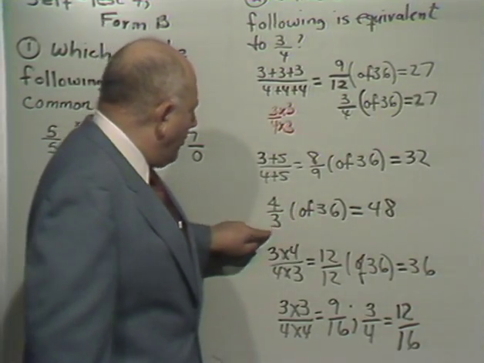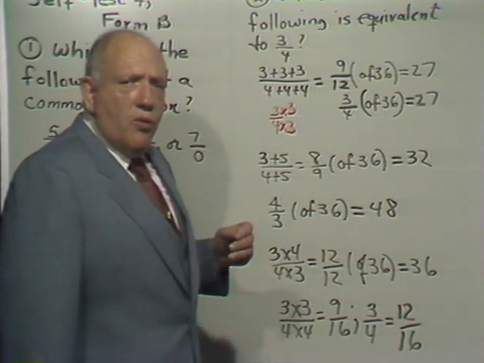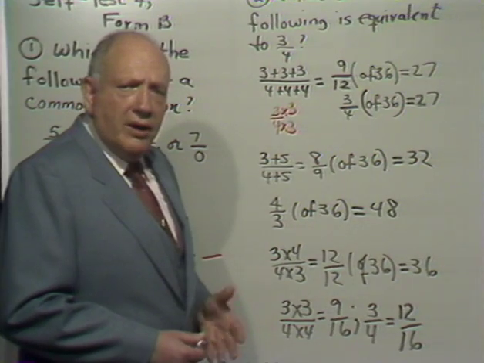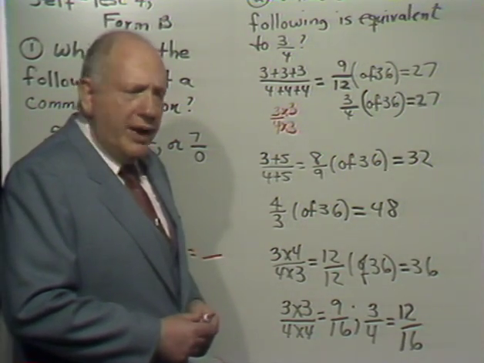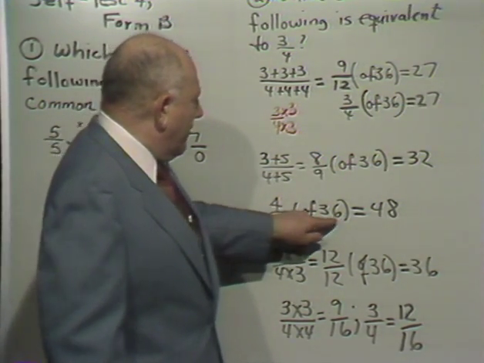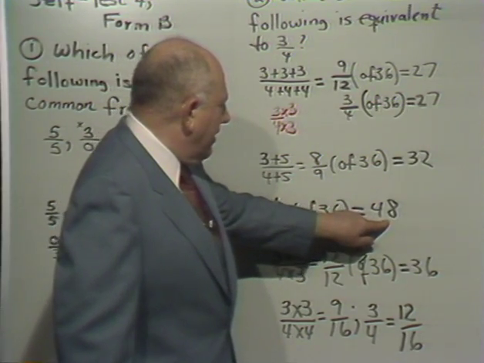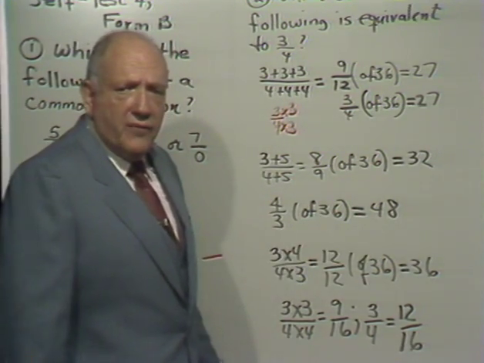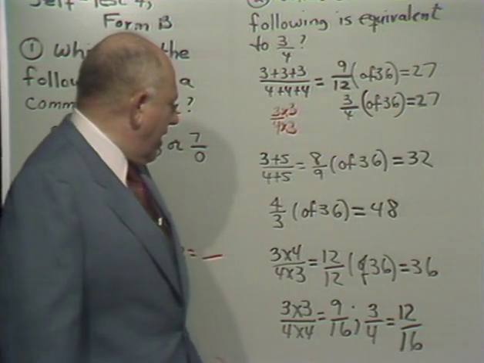4/3 of a number should be bigger than the original number. So you're taking 1/3 4 times. 1/3 3 times is the whole number, so 1/3 4 times should be bigger than the whole number. So 4/3 of 36 is 48. And that's much more than 3/4 of 36, which was only 27.